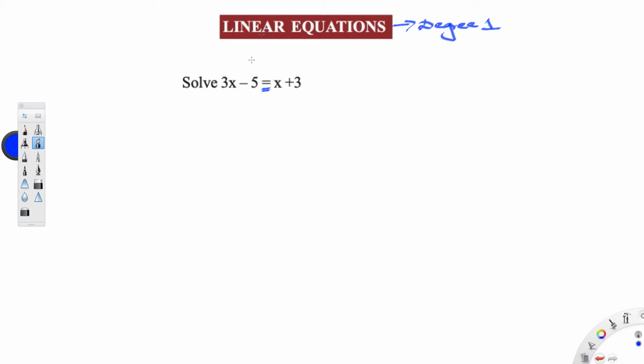So the main difference between an expression and an equation is that you will have an equal sign. The left side of an equal sign is called the left hand side. The right side of an equation is called the right hand side. So LHS means left hand side. RHS means right hand side.